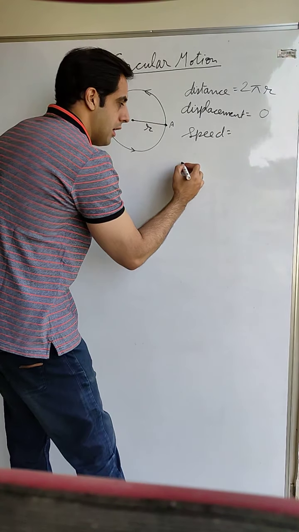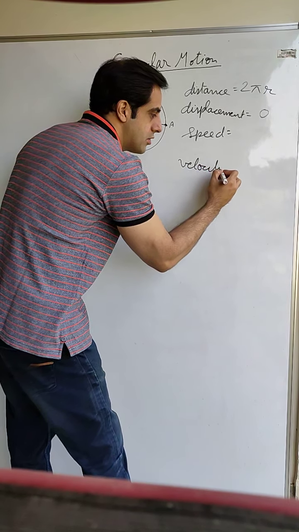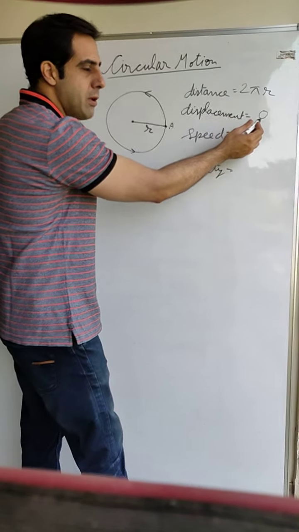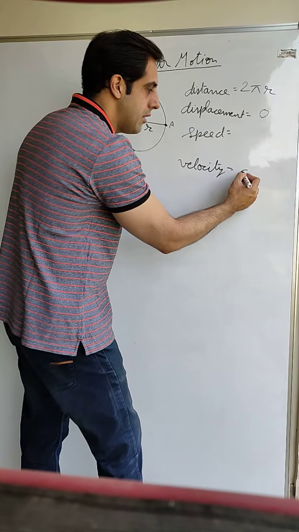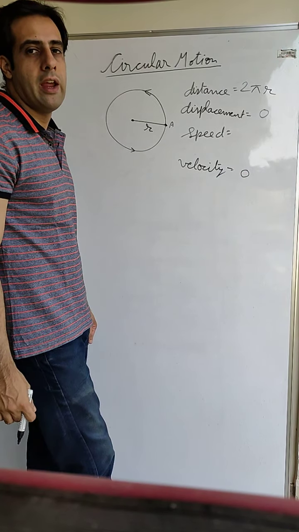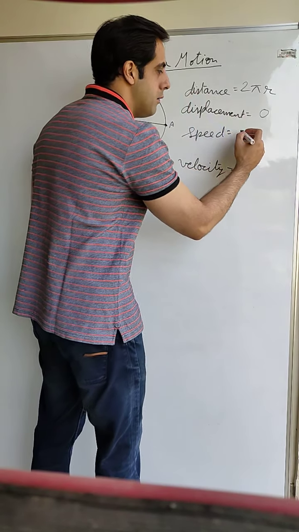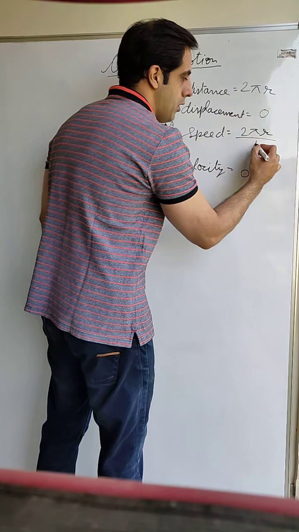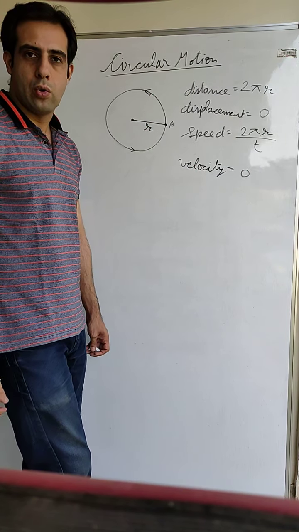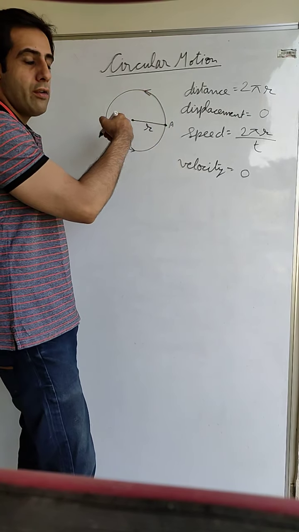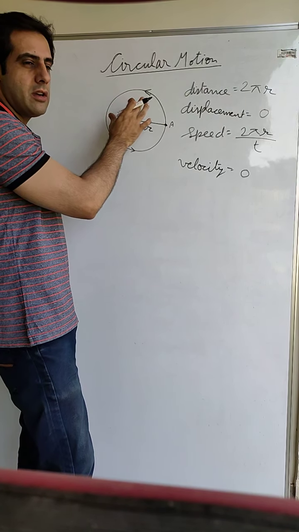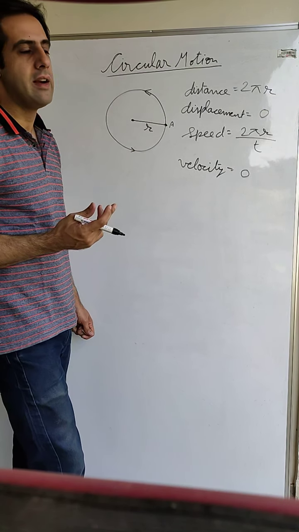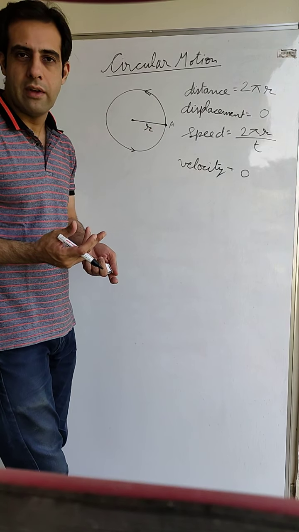So if that is the case, then velocity of the body is equal to displacement upon time, and since displacement in one round is 0, velocity will always be equal to 0 in one round. But speed, which is distance upon time, will be given as 2 pi r upon whatever time it takes to complete the revolution. So this is for one complete round. If the distance or displacement is less than one round or more than one round, then both distance and displacement will have separate values.